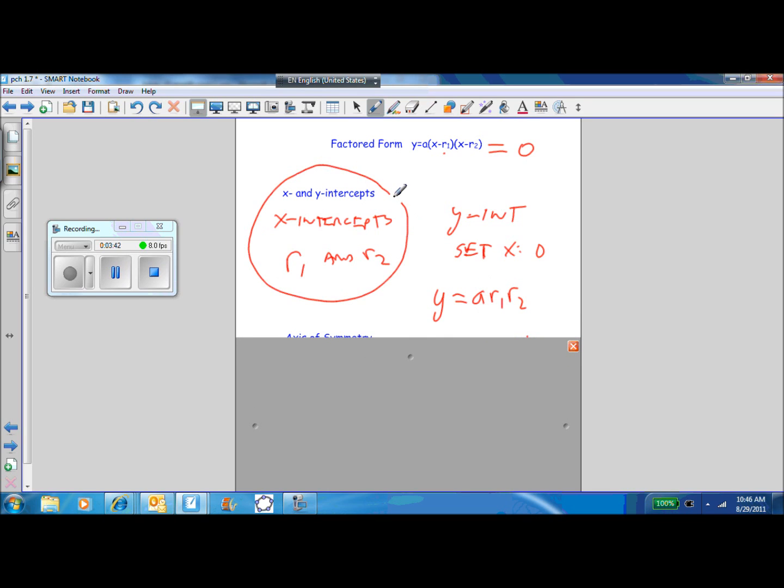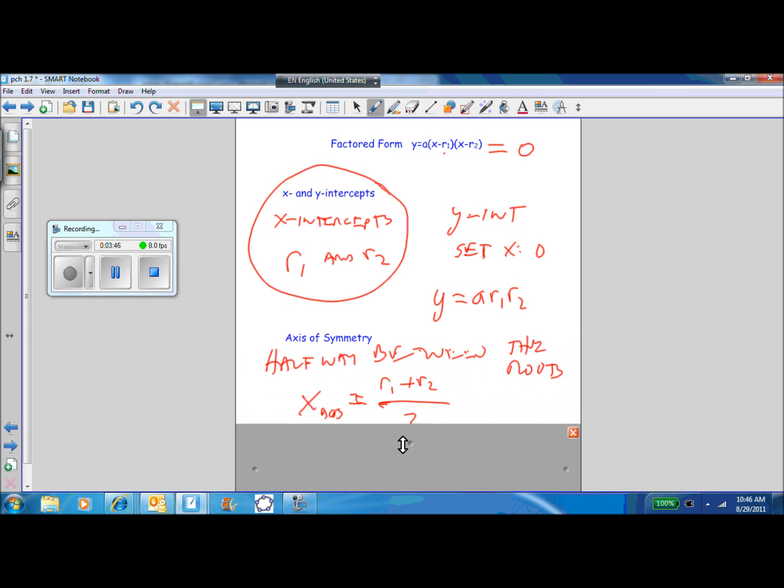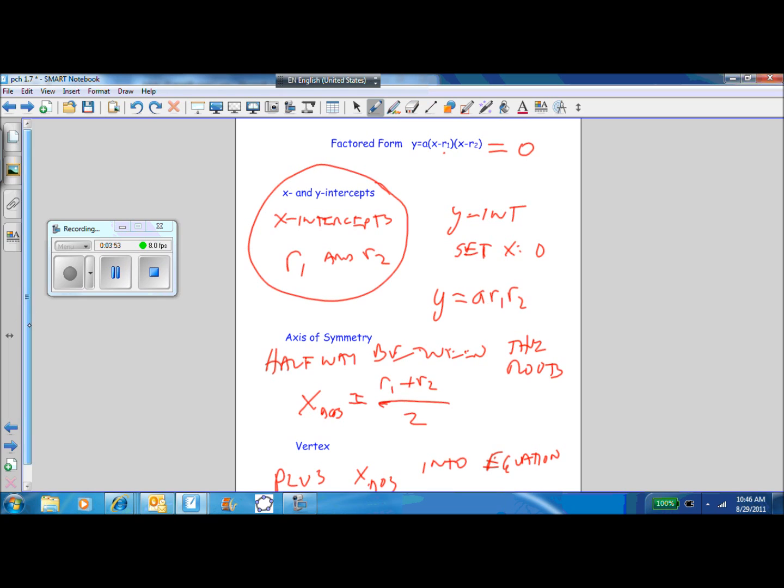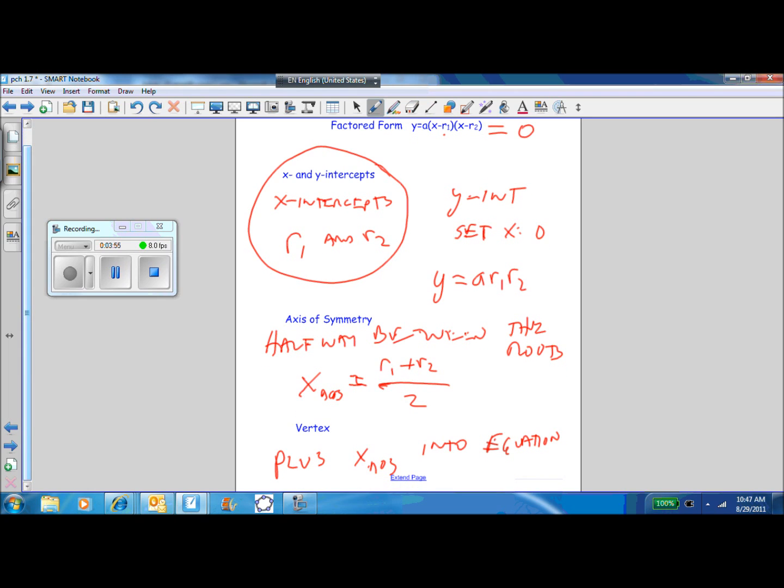This is the key concept, getting enough of the factored form, the roots. The axis of symmetry lies halfway between the roots, and then your vertex is going to be at x equals root 1 plus root 2 divided by 2. Now, how do you get the y-coordinate of the vertex? Well, plug the x-coordinate of the axis of symmetry into the equation and figure out your y.